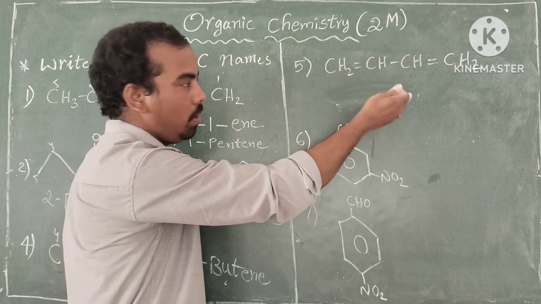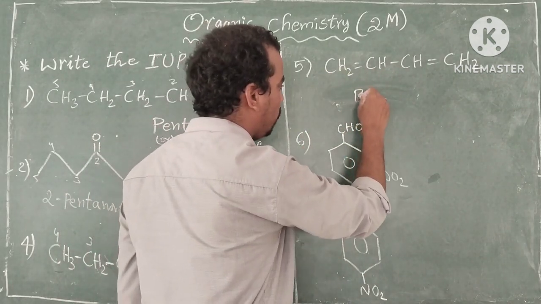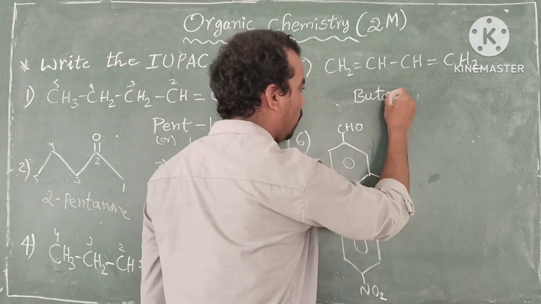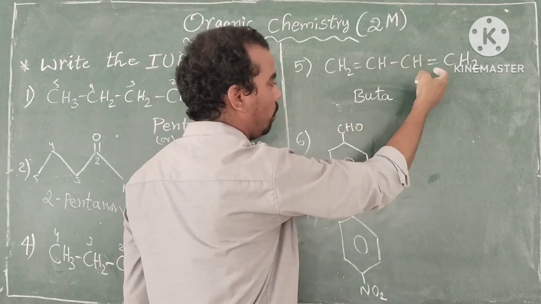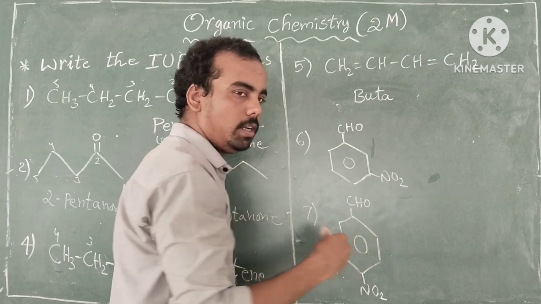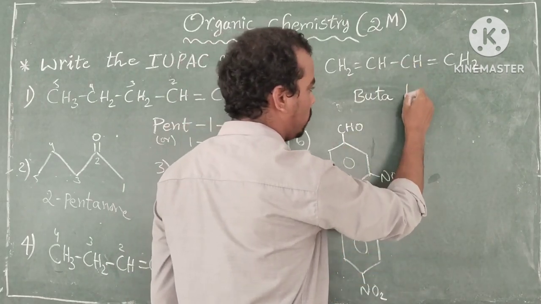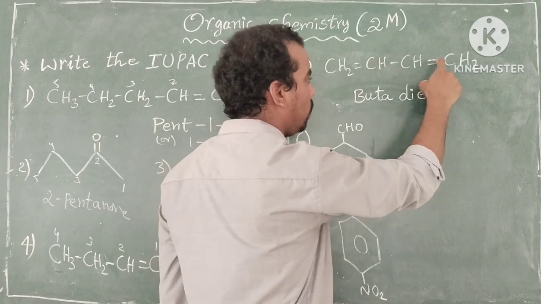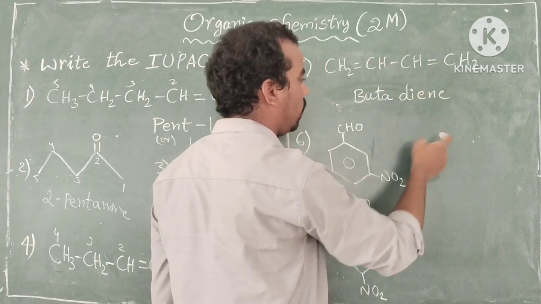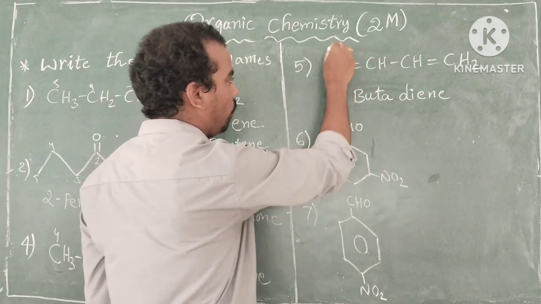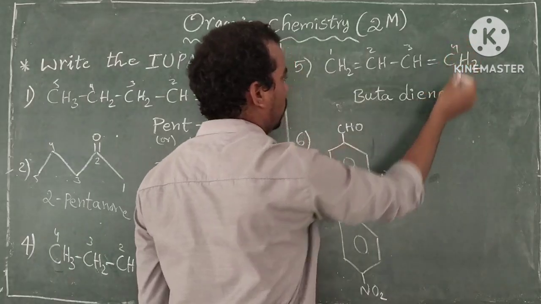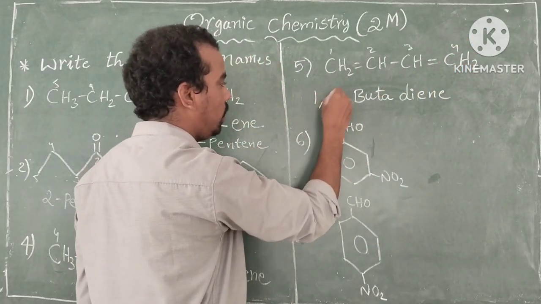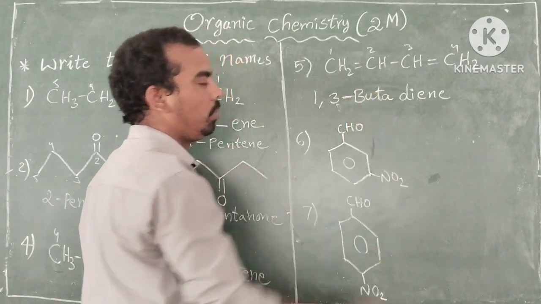CH2 double bond, CH single bond, CH double bond, CH2. 4 carbon atoms, so but. If more than one double bond is present, then buta. How many double bonds? 2 double bonds, so it is called diene: butadiene. 1, 2, 3, 4. The double bonds are present at the first carbon atom and the third carbon atom, so it is called 1,3-butadiene.